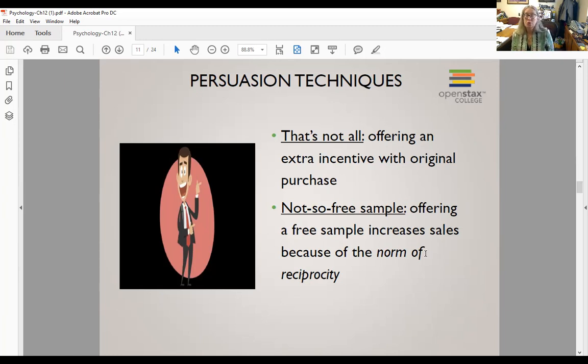These two-step strategies have really been found to be useful in getting people to do what you want them to do, to be persuaded to act the way that you want them to act.